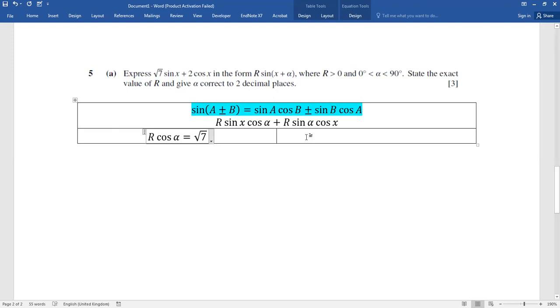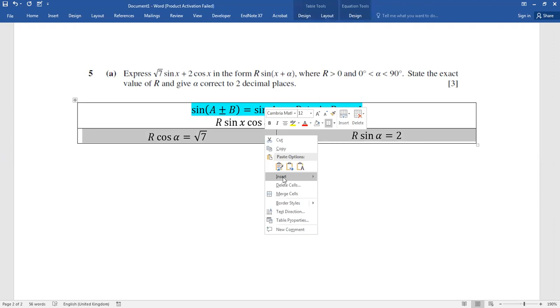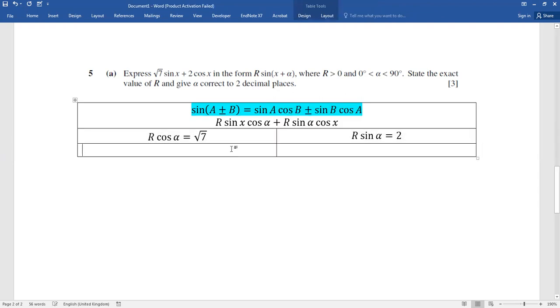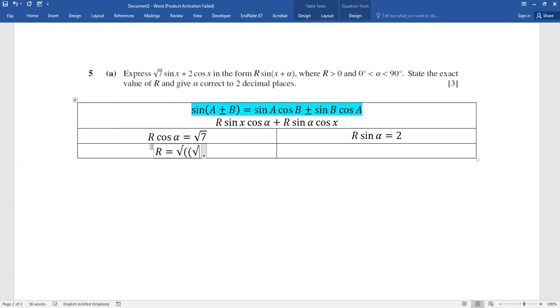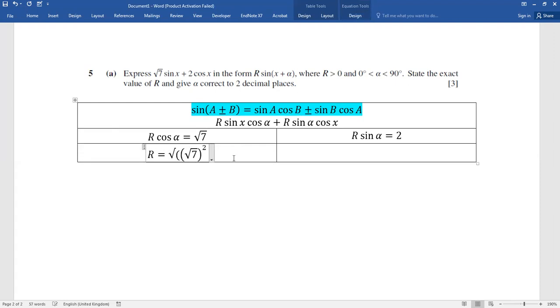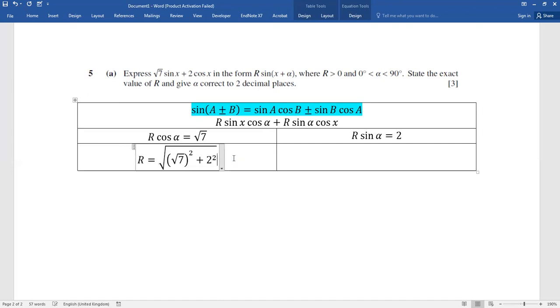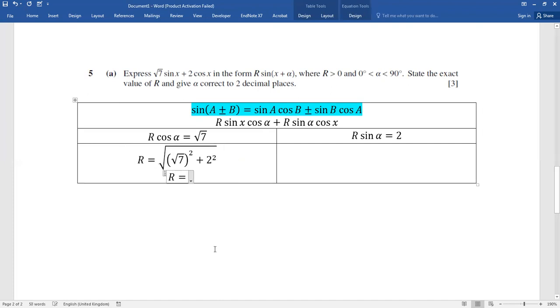It's square root of 7. What about coefficient of cos x? It is R sine alpha, and the coefficient of cos x is 2. Again, how do we find R? We square and add both of them. We'll not go into the entire hassle, and we'll just try to find R because we have already figured out a way. Square root of square root 7 squared plus 2 squared. So what is the value of R that we have?